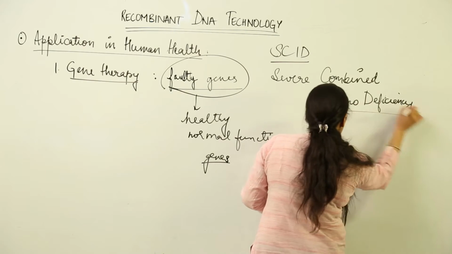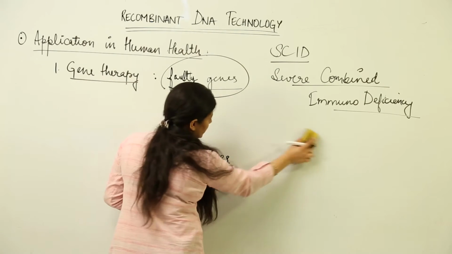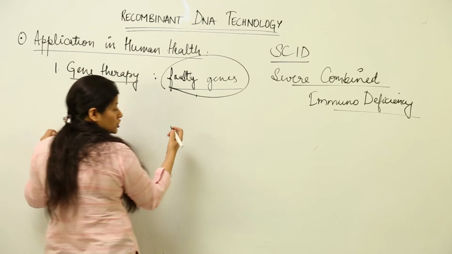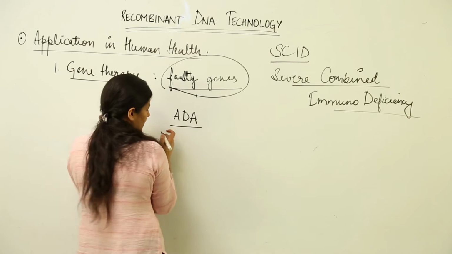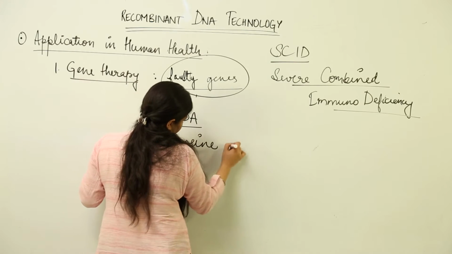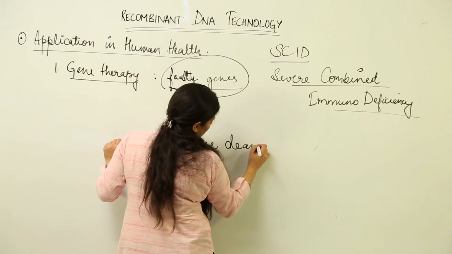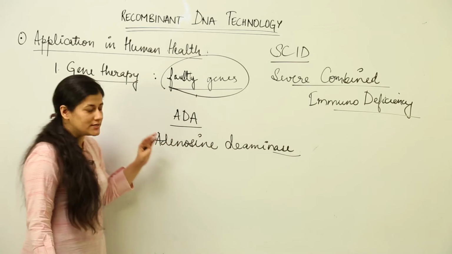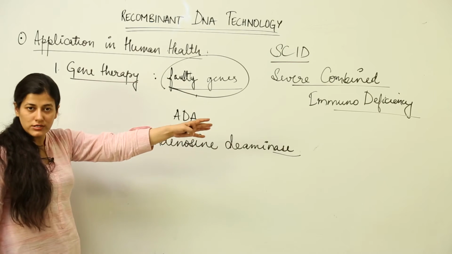but the root cause for such a long named disease is a faulty gene. Now what is that faulty gene? That faulty gene is the gene which is responsible for ADA formation. Now what is this ADA? It is adenosine deaminase. Ase is there, that means it must be an enzyme. This is an enzyme which is responsible for mounting the immune responses inside the body.